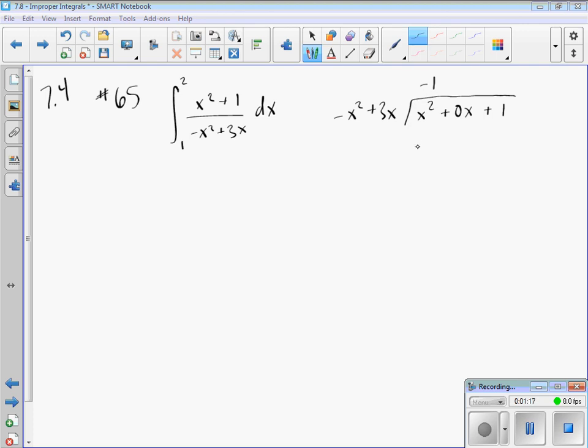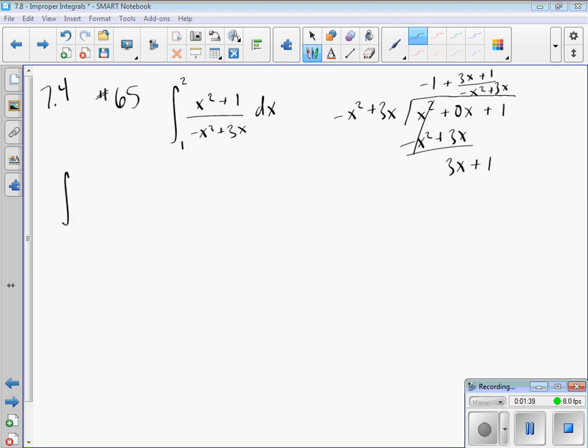And if I multiply it through, I get x squared minus 3x. And then remember, we subtract, so we change the signs. So this cancels, and this turns into a 3x plus 1. And then that's my remainder, so that goes in the numerator. And then from here, we're going to actually try.